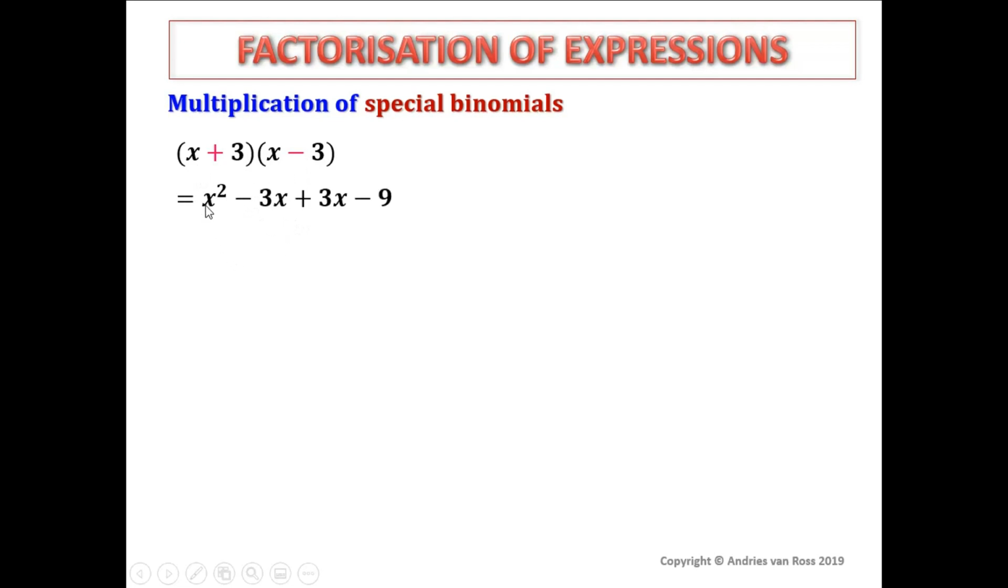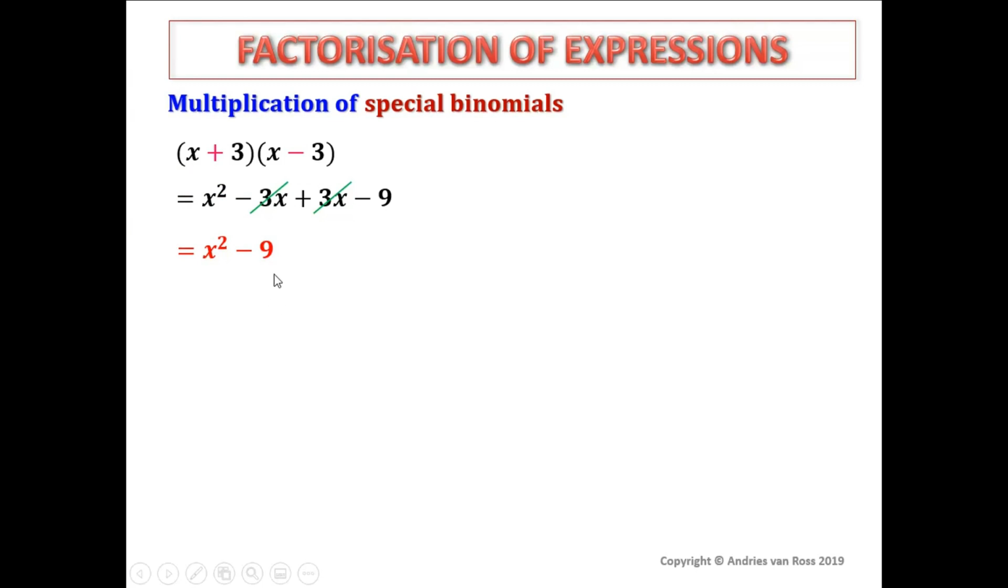When we multiply them out, we get x squared minus 3x plus 3x minus 9. You know how to get this, you just multiply it out. Then if we simplify that further, we see that the minus 3x and the plus 3x just cancel out because they are like terms. We add and subtract like terms to simplify, and we end up with x squared minus 9.